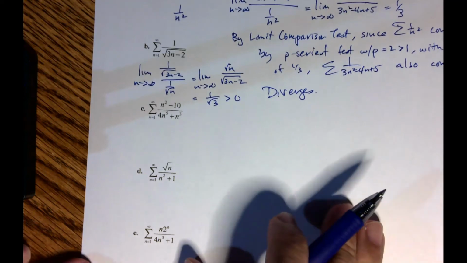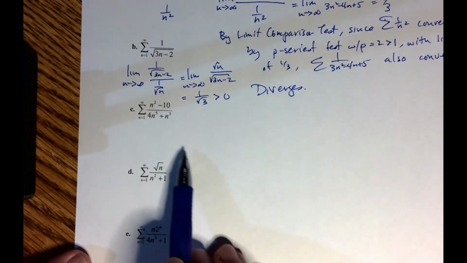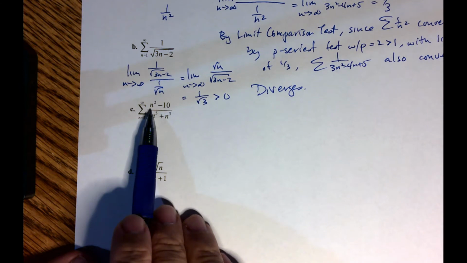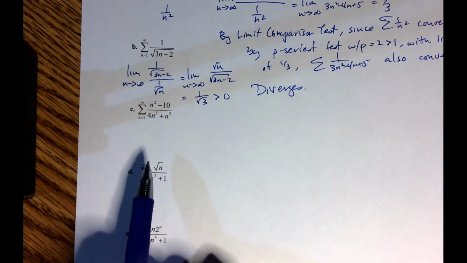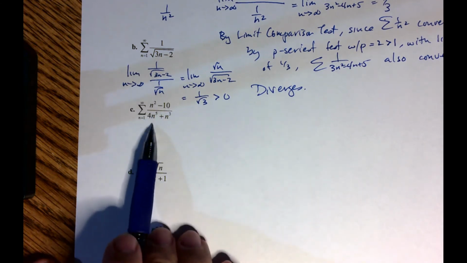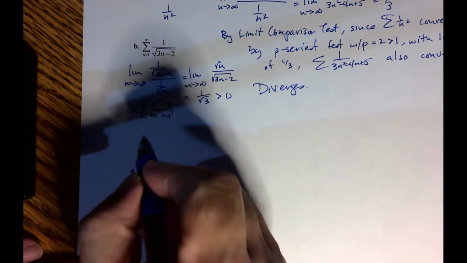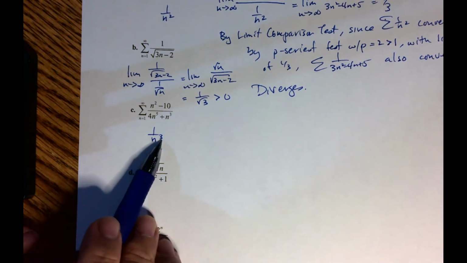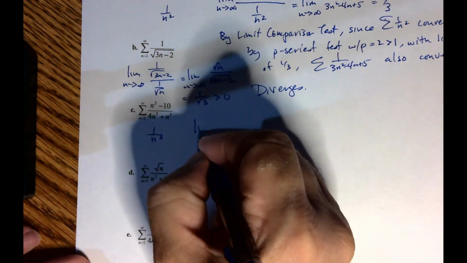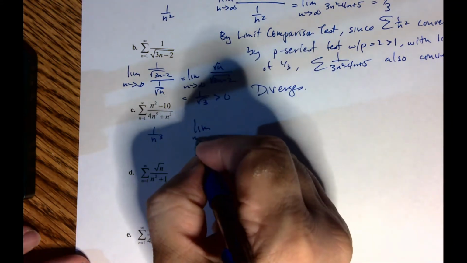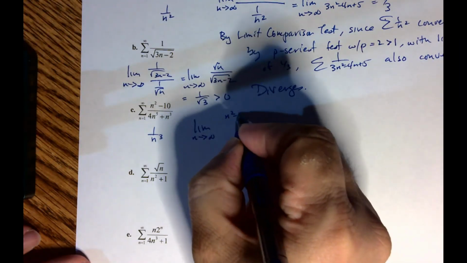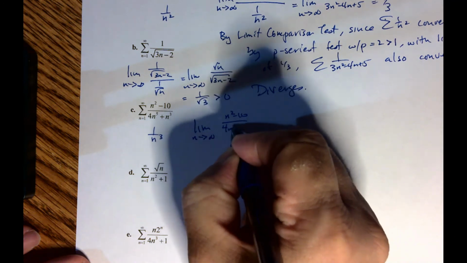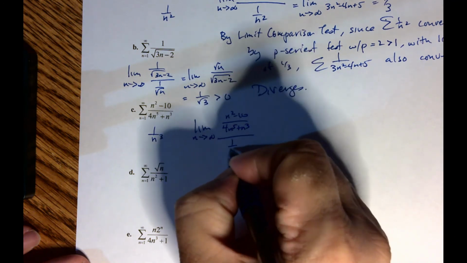All right, look at C. What would be a good comparison here? You might think n to the fifth, but there's an n squared up here. So what's the difference between those two? The difference is n to the third. So I would compare this to 1 over n to the third. We know 1 over n to the third converges by the p-series test. It's p equals 3, so this converges. So I'm going to take this limit as n goes to infinity of n squared minus 10 over 4n to the fifth plus n to the third, over 1 over n to the third.